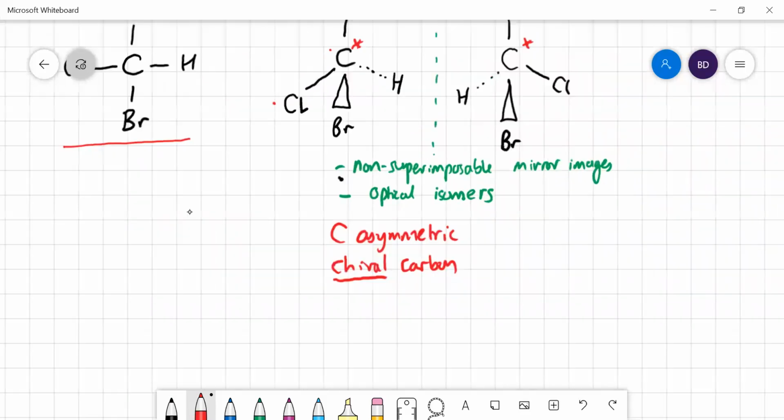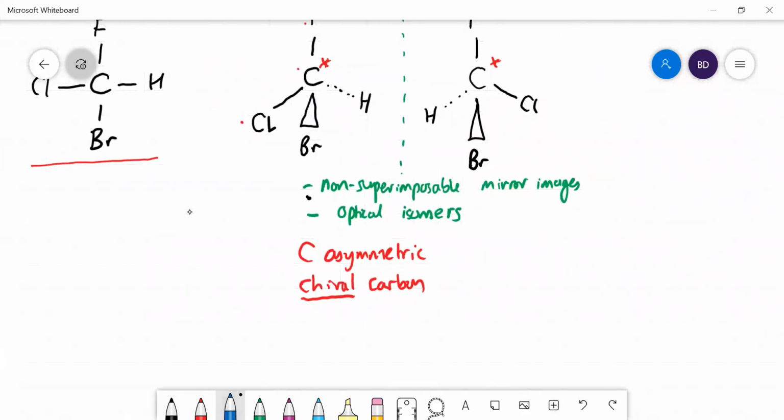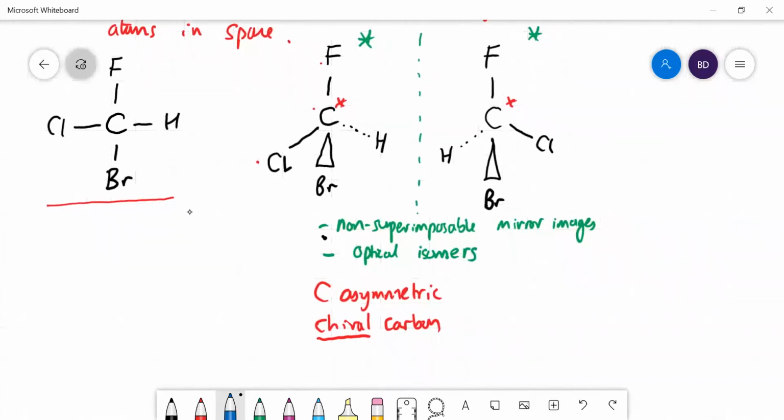Let's change this molecule very slightly. Instead of having a fluorine and a chlorine, let's have two chlorines on it. So I'll have Cl, Cl, the bromine coming towards you, and the hydrogen going back there. If you drew a mirror image of this one, you would find that it is exactly the same as itself. You can superimpose them. There aren't two versions. So what do you need for a chiral carbon? You need four different groups around a carbon.